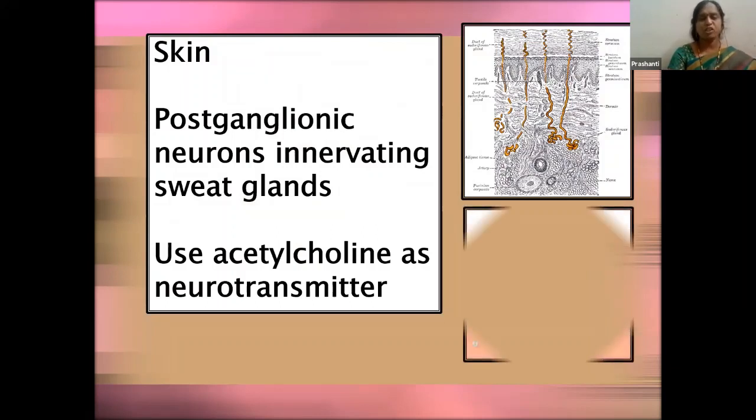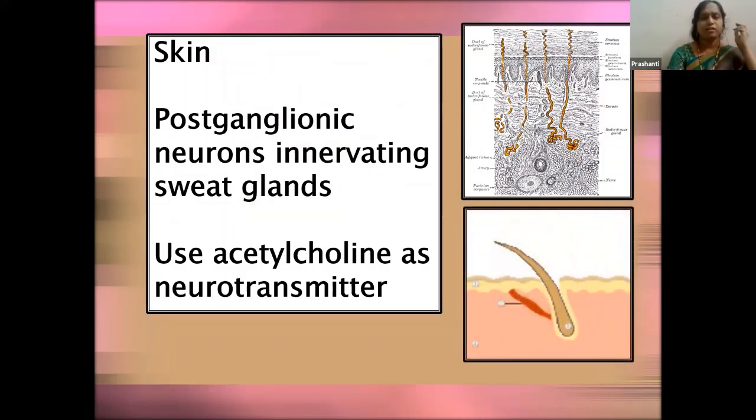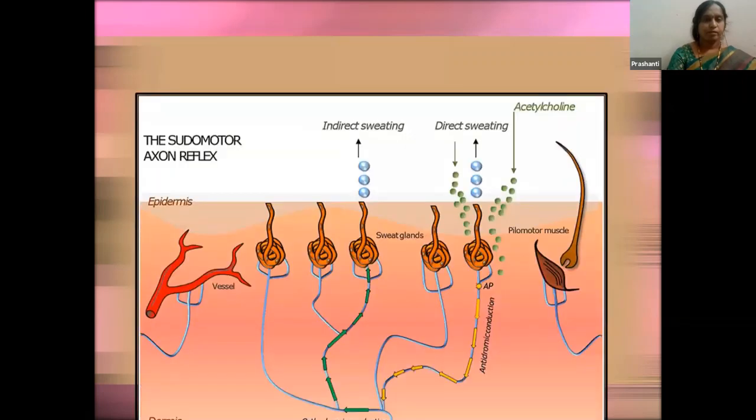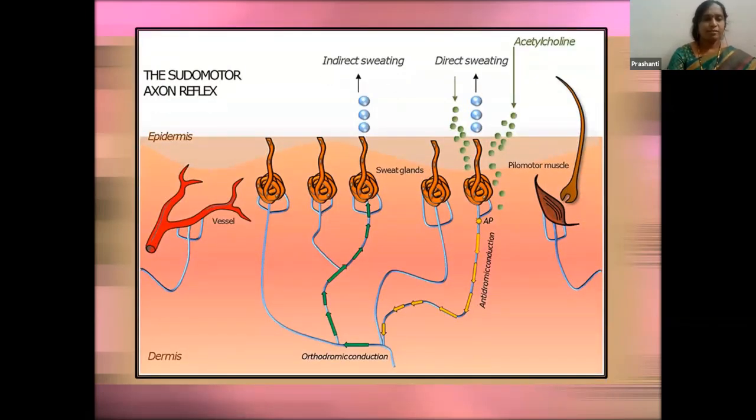But there is an exception case, children, in the skin, that is over here. The postganglionic neurons innervating the sweat glands release acetylcholine as a neurotransmitter. So here this is an exceptional case, children. You have to remember it. So this is releasing acetylcholine.